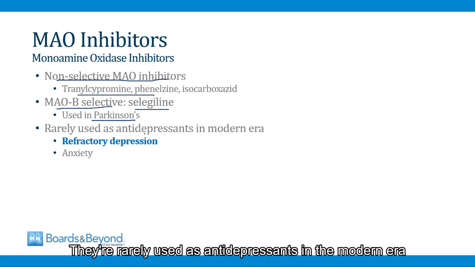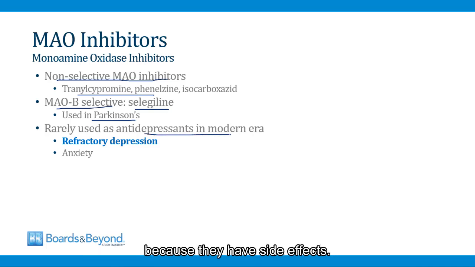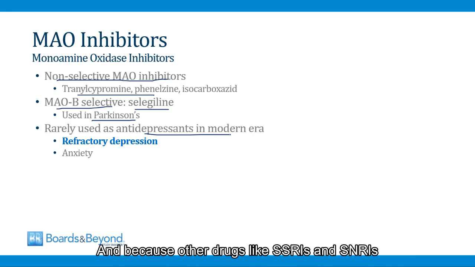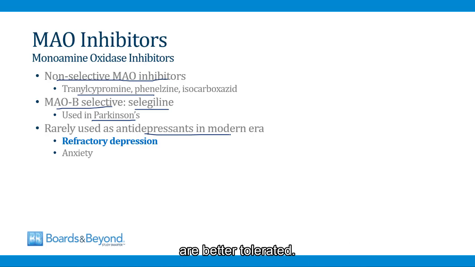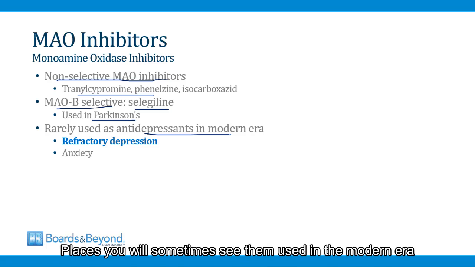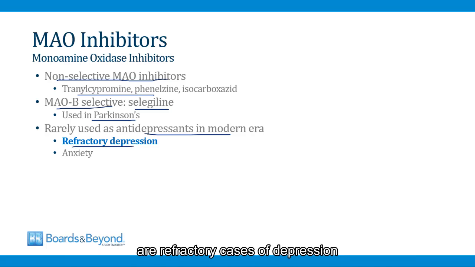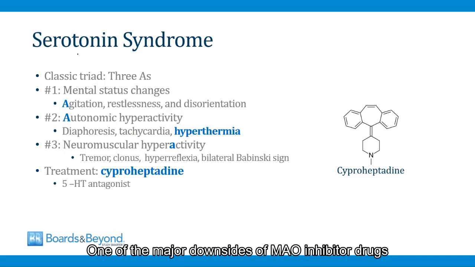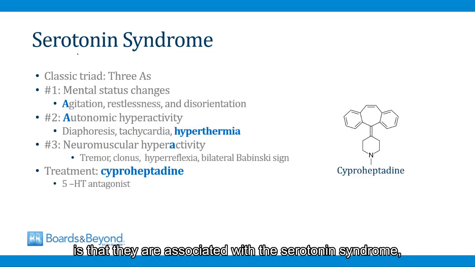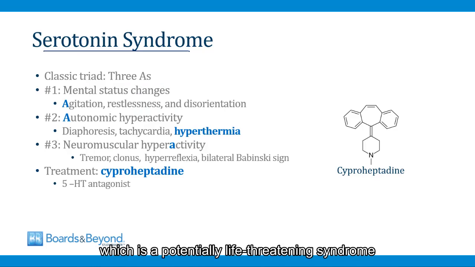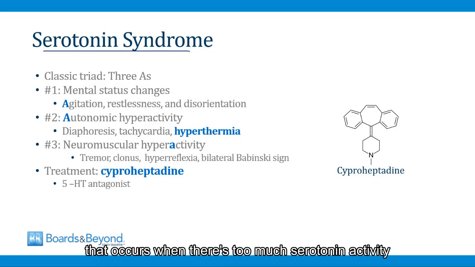They're rarely used as antidepressants in the modern era because they have side effects and because other drugs like SSRIs and SNRIs are better tolerated. Places you will sometimes see them used in the modern era are refractory cases of depression and occasionally in anxiety. One of the major downsides of MAO inhibitor drugs is that they are associated with the serotonin syndrome, which is a potentially life-threatening syndrome that occurs when there's too much serotonin activity in the brain.